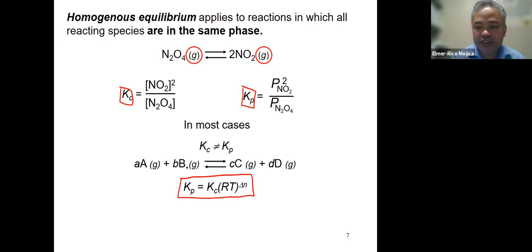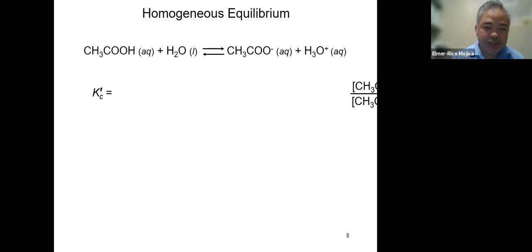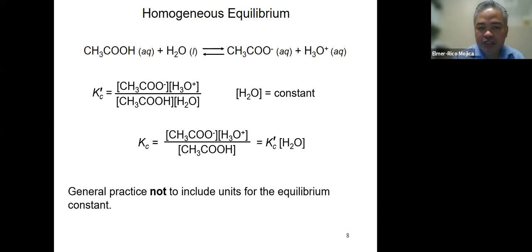Kp equals Kc times RT raised to the delta N. Delta N is the moles of the gaseous products minus the moles of the gaseous reactants. In a homogeneous equilibrium, you only include either the gases or the species in aqueous solution. If you have a liquid, you're not going to include it because it is constant. It's general practice not to include units for the equilibrium constant. Since K is a ratio, it is usually unitless.